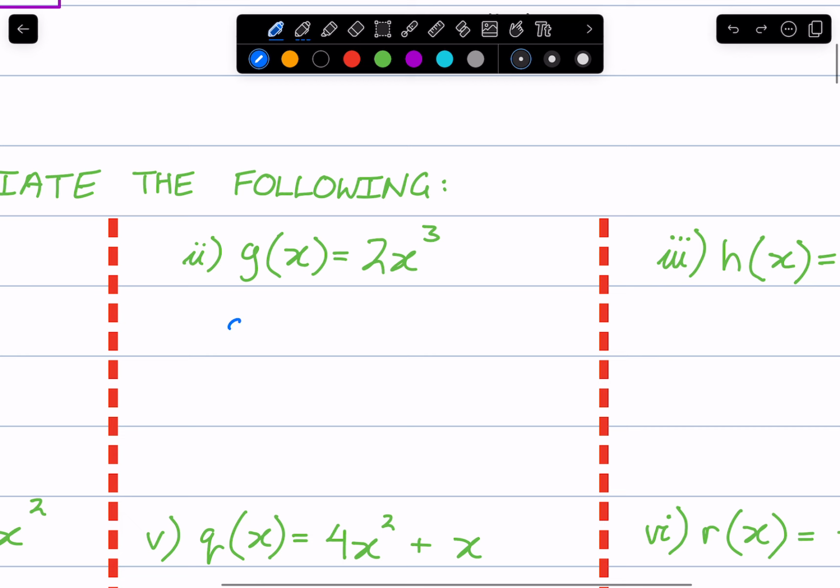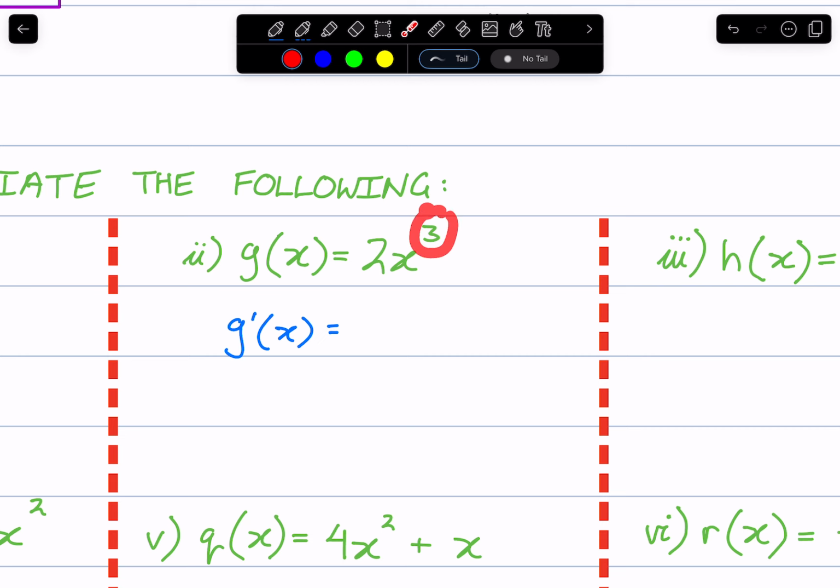Second example, g prime of x. We take the power, we multiply it by the coefficient, so that's 3 times 2, giving us 6x, and we subtract the power by 1. So 3 minus 1 is 2. So the derivative of 2x cubed is 6x squared.